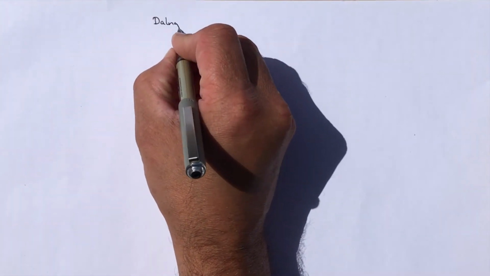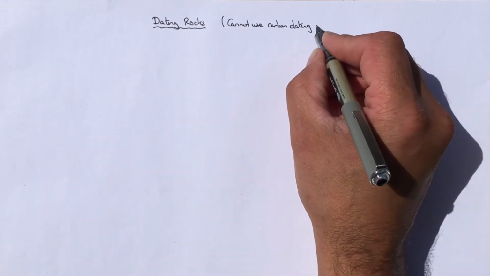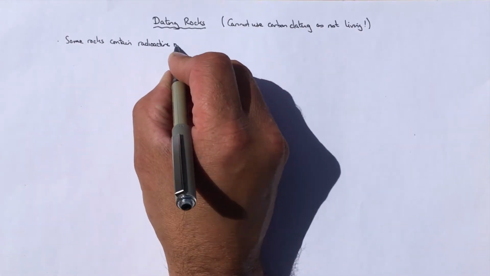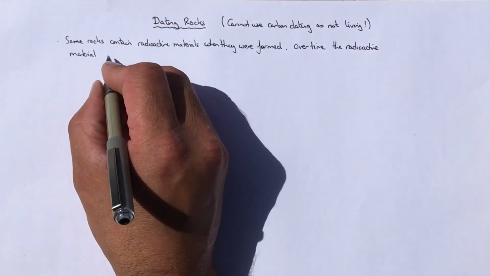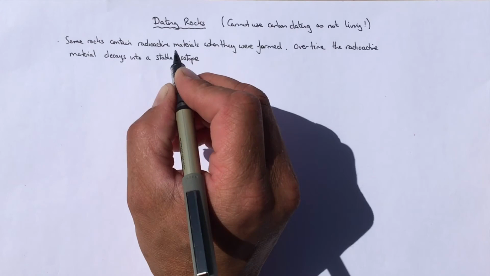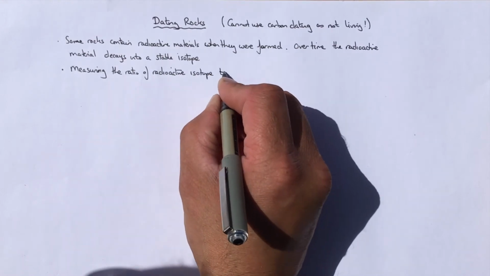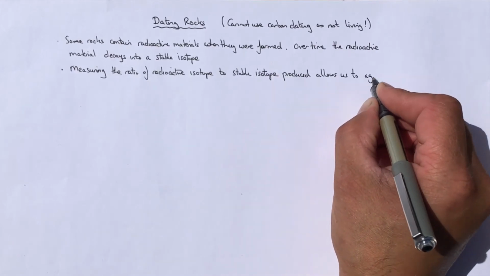So now let's have a look at how we can date rocks. Of course, we can't use carbon dating because there's no organic material in rocks. Some rocks, when they're formed, contain radioactive materials. Over time, this radioactive material is going to decay into a stable isotope. For instance, rubidium-87 decays into strontium-87 with a half-life of about 49 billion years. If we take a sample of the rock and measure the ratio of radioactive isotope to the stable isotope it produces, this allows us to age the rock.